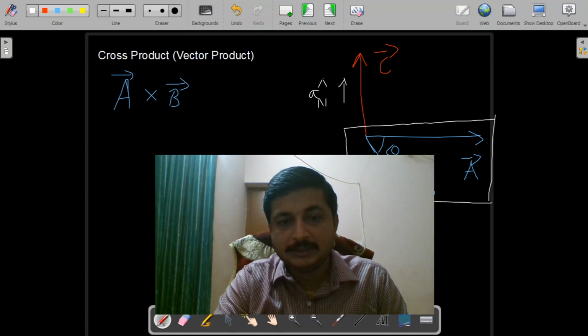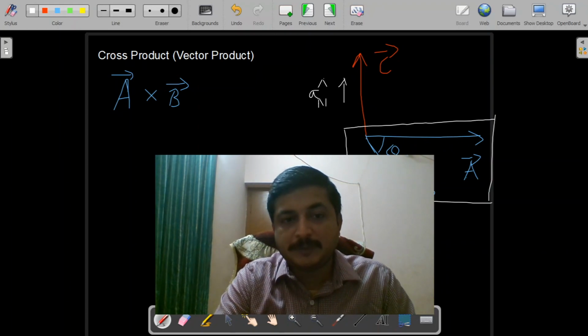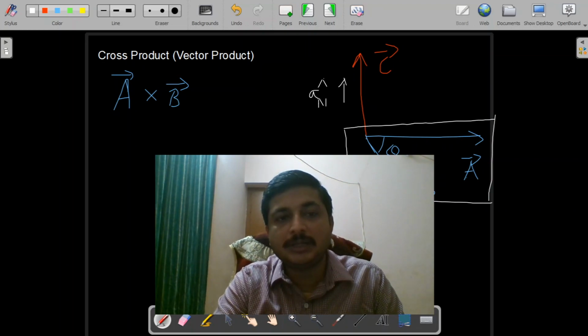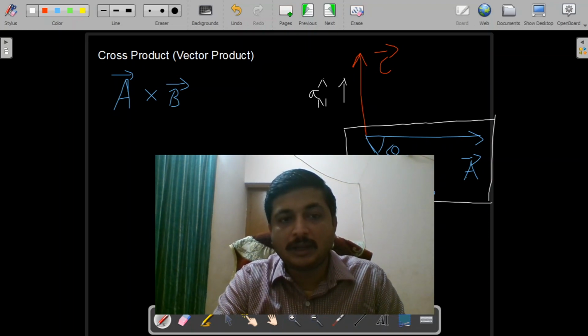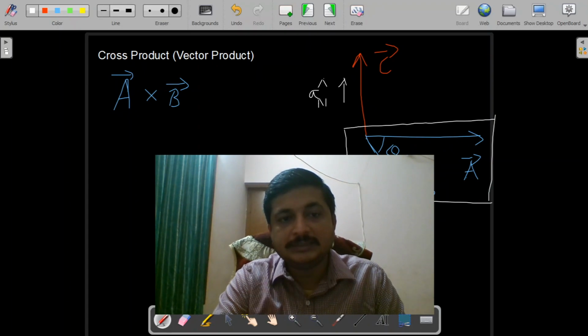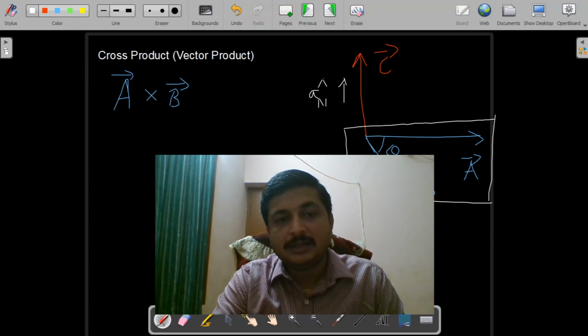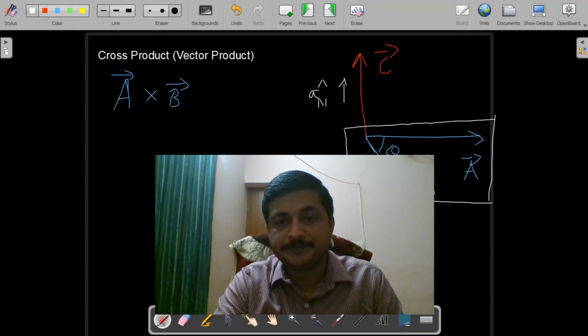Is that clear? So let us see how to express it mathematically, and how to compute the cross product of two vectors mathematically. First let us see the general representation, then we will take an example and check how we get it. Is that okay?